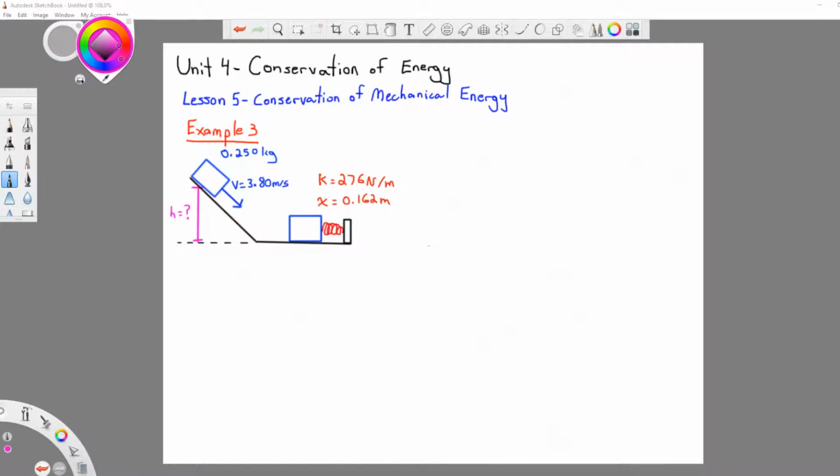Okay, so what we have going on here is a little situation with a block that starts out on a hill and has some initial velocity. This is a 250 gram block. I changed it already to 0.250 kilos, something that we can use in our formulas. It is sliding down this hill, and when it slides down the hill, it collides with a spring. This is sort of like a bumper or something, and the spring is going to compress down and stop the block.